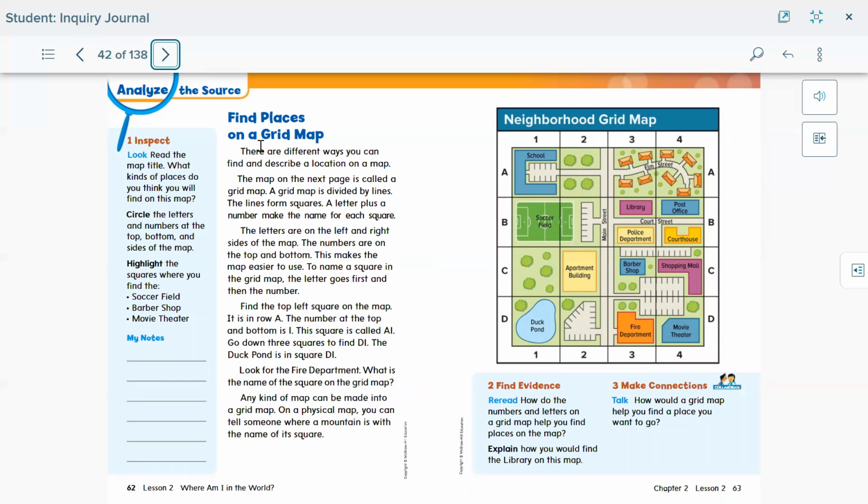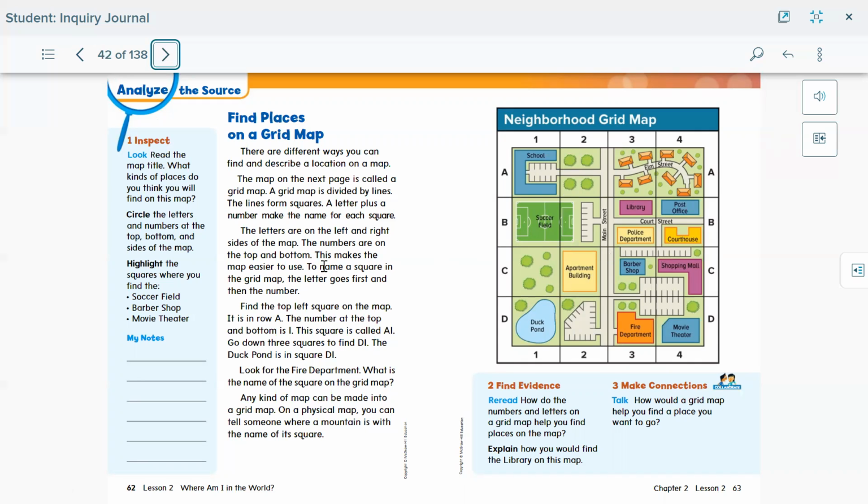All right, find places on a grid map. There are different ways you can find and describe a location on a map. The map on the next page is called a grid map, this one, page 63. A grid map is divided by lines. The lines form squares, as you see. A letter plus a number make the name of each square. As you see, we have letters here on both sides and we have numbers on the top and on the bottom.